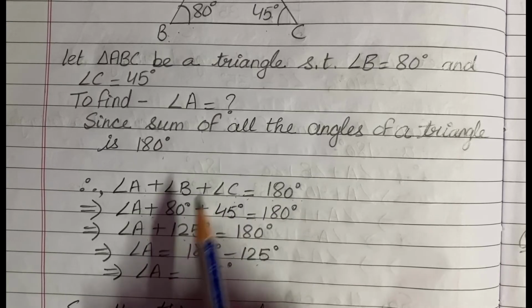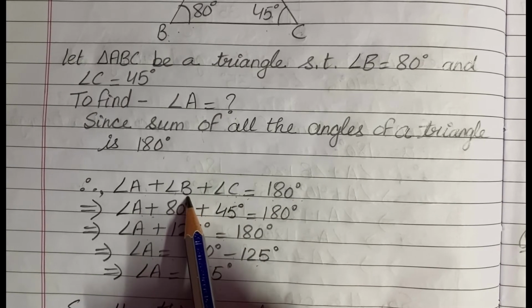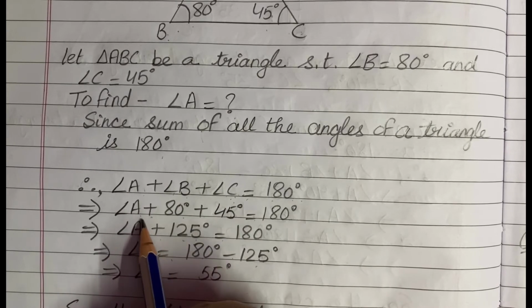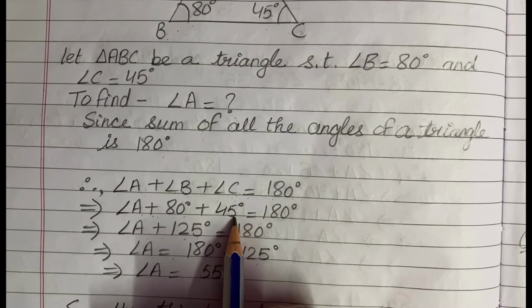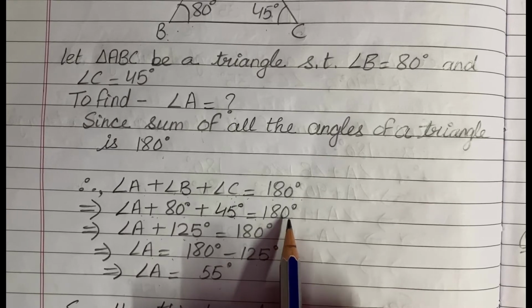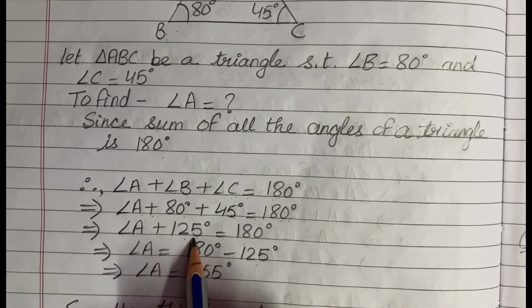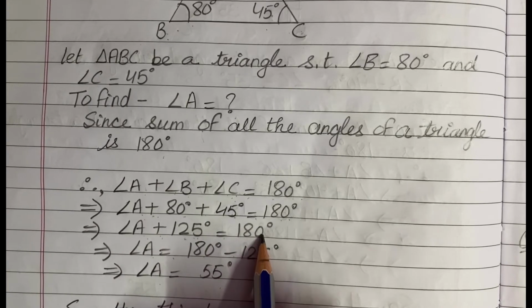Now in the next step, we will put the value of angle B and angle C. And on putting the values, we will get angle A plus 80 degree plus 45 degree is equals to 180 degree. And on solving this, we will get angle A plus 125 degree is equals to 180 degree.